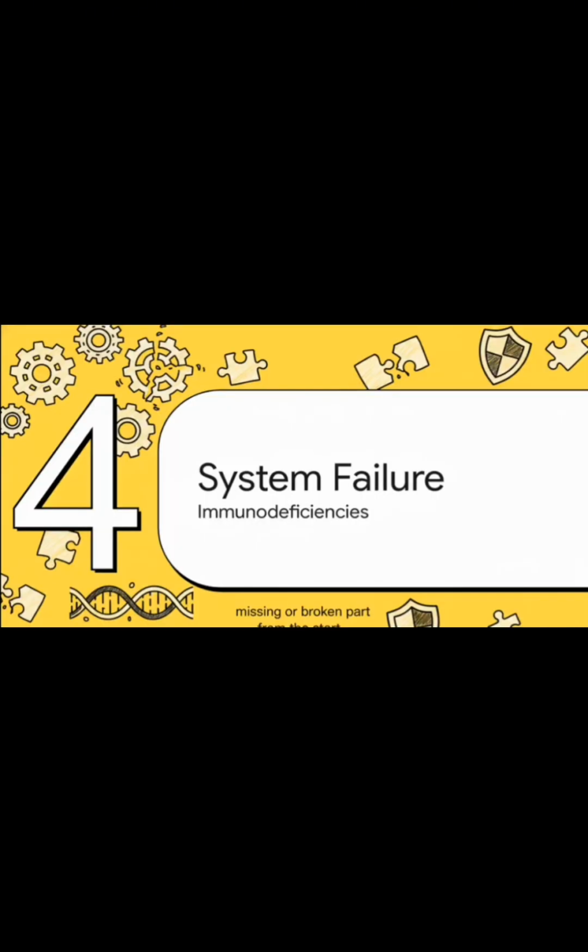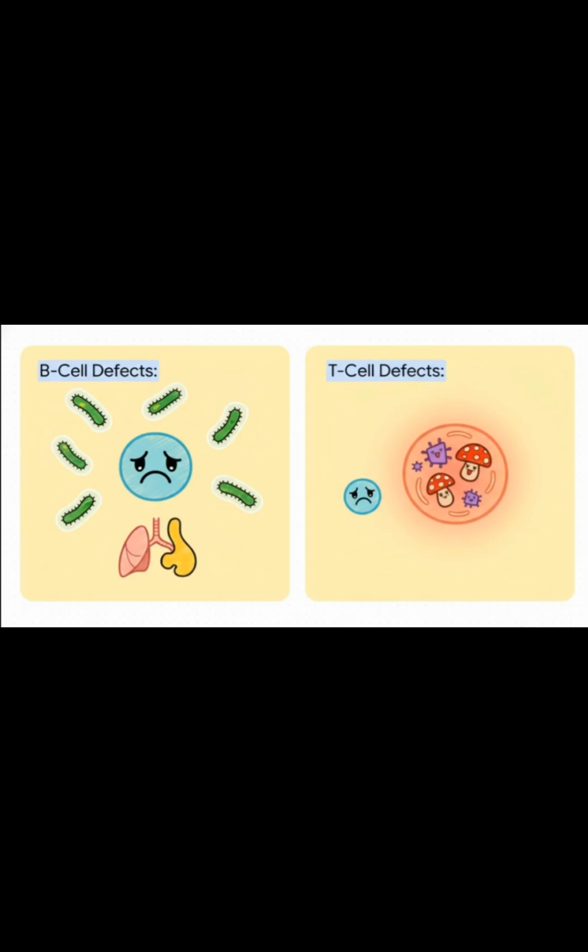So we've gone from friendly fire to full-on system failure. This is what happens when a key part of the immune system is broken, or was maybe never there to begin with. Okay, for your exam, this slide is maybe the single most important principle you need to know. The type of infection a patient gets tells you what part of their immune system is broken.